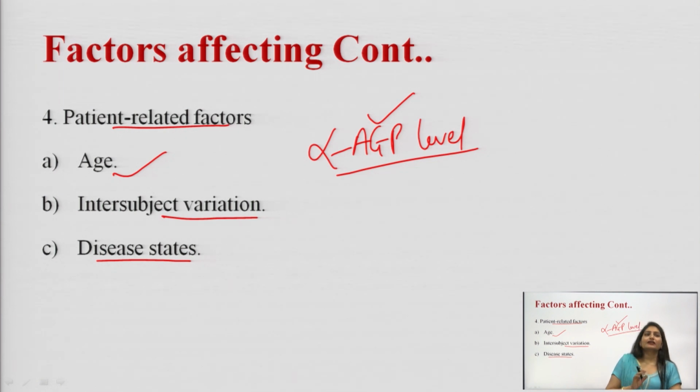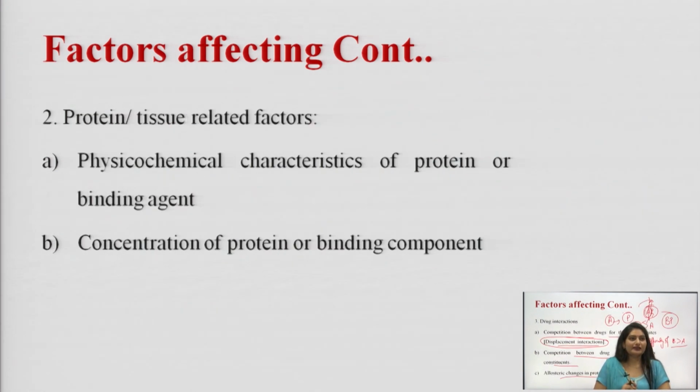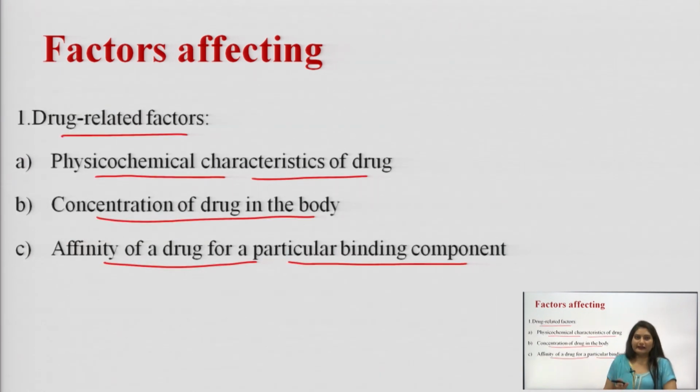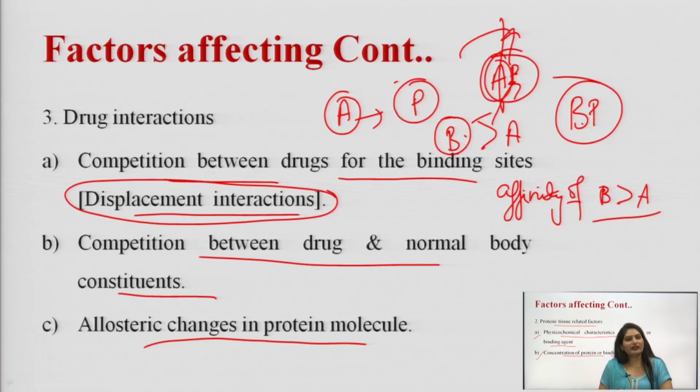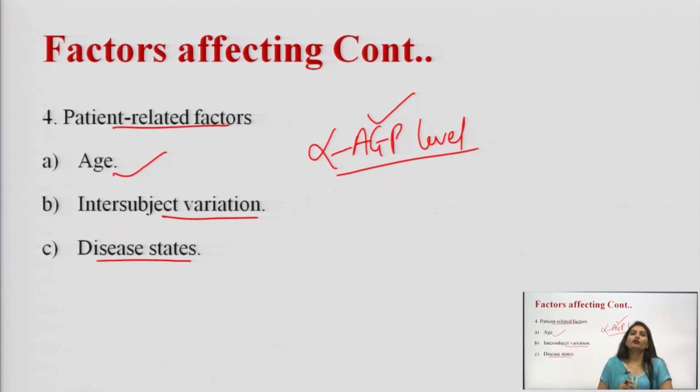So, these are the various factors that affect the protein drug binding. What are these factors? First one is drug related factors, second is protein or tissue related factors, third one is drug interactions, and fourth one is patient related factors.